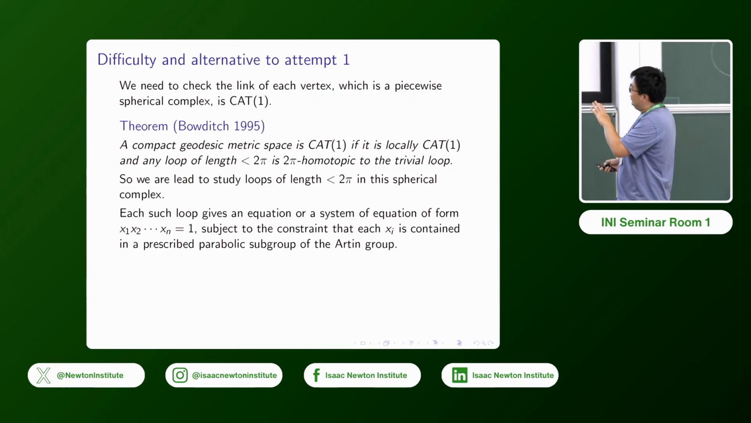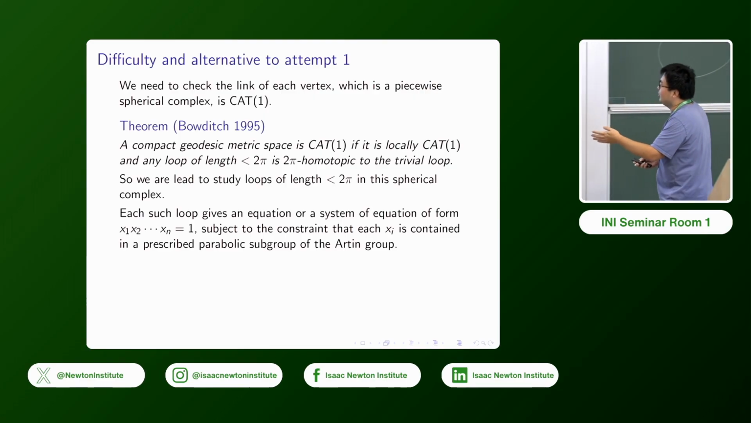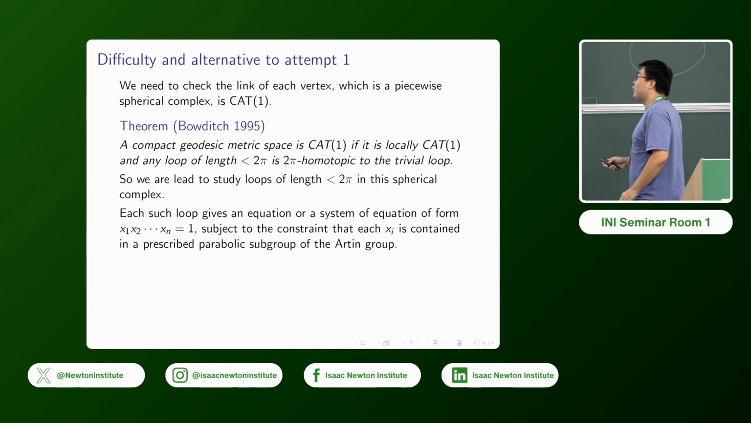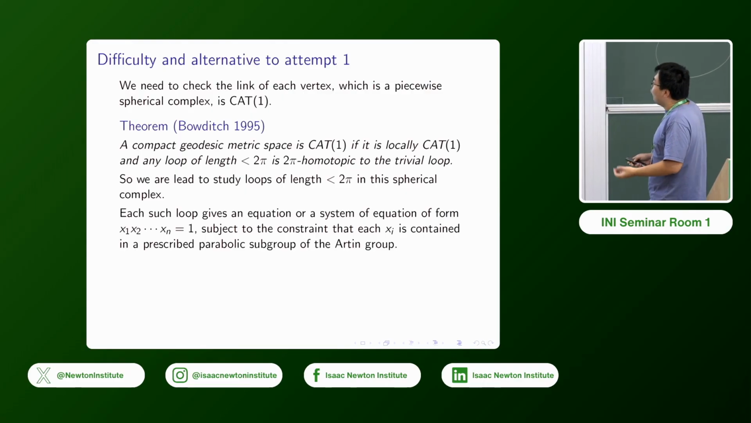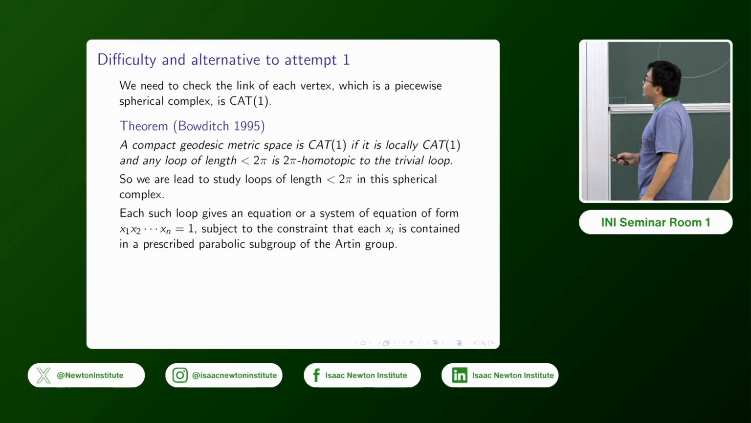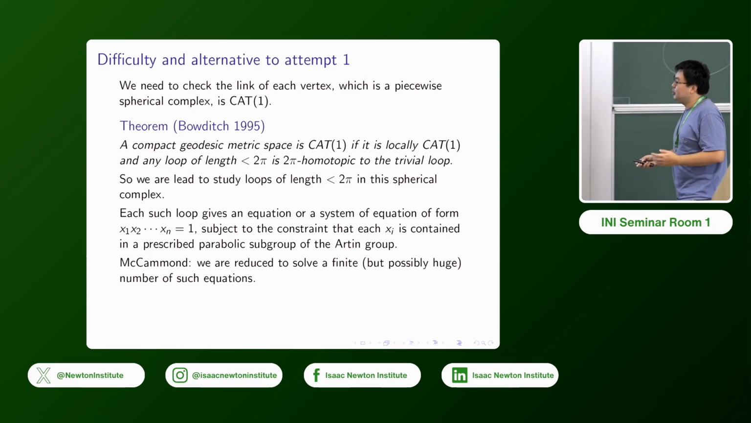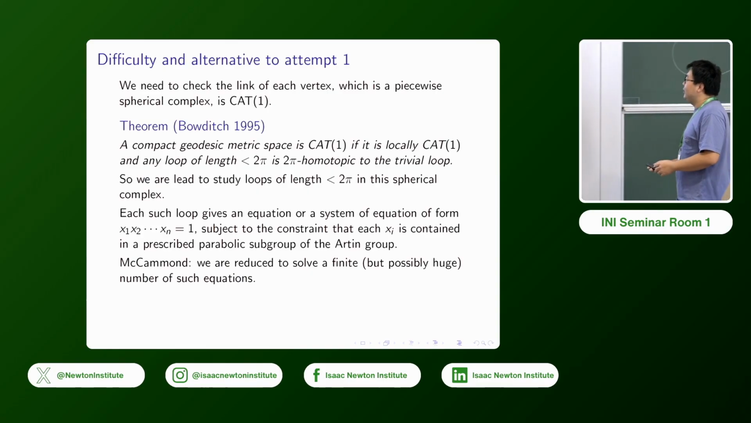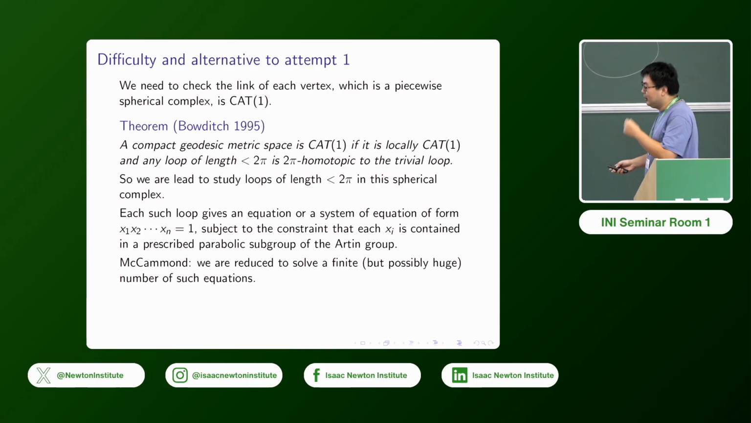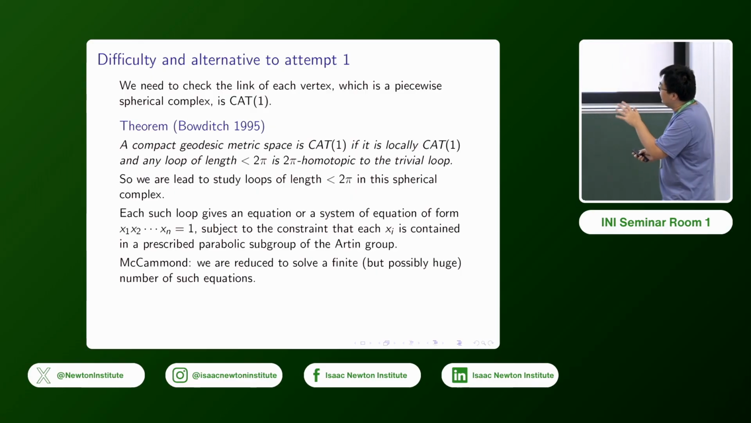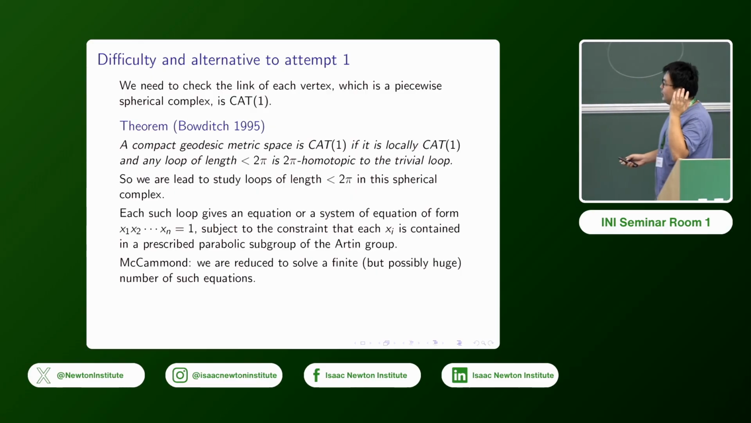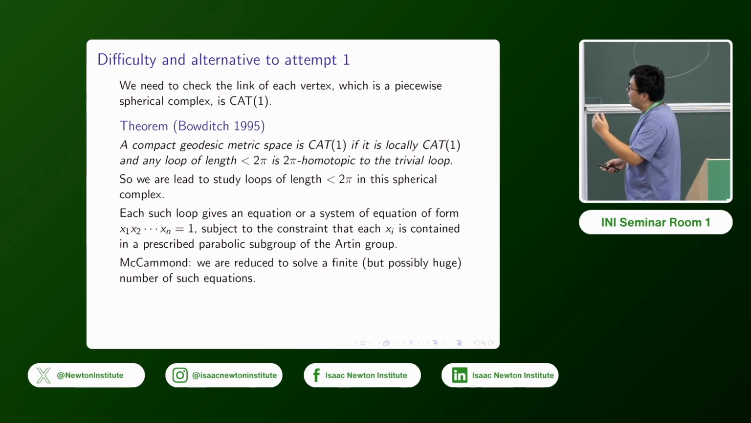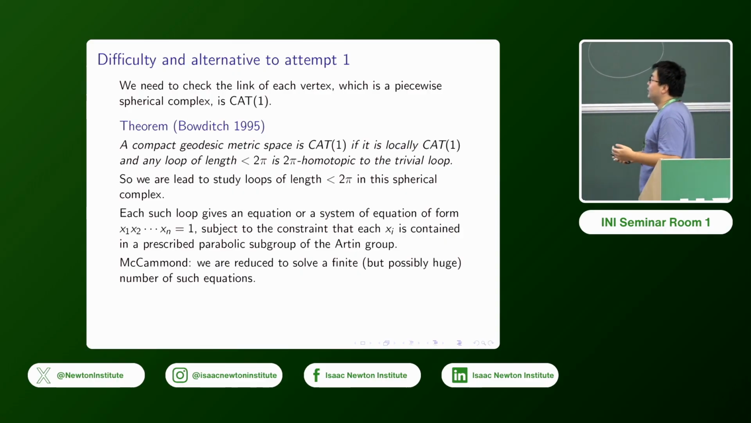Now you see that we translated this problem into a group theoretical problem. If I can solve this equation, I can probably say something about this loop. But there's another thing to worry about: this is just one loop, and I have to deal with all loops of length less than 2 pi. There's another observation by John McCammond that we only need to solve finitely many such equations, finite but possibly a huge number. So the task to prove Cat1, hence Cat0, is to solve these equations and say something about their solutions.